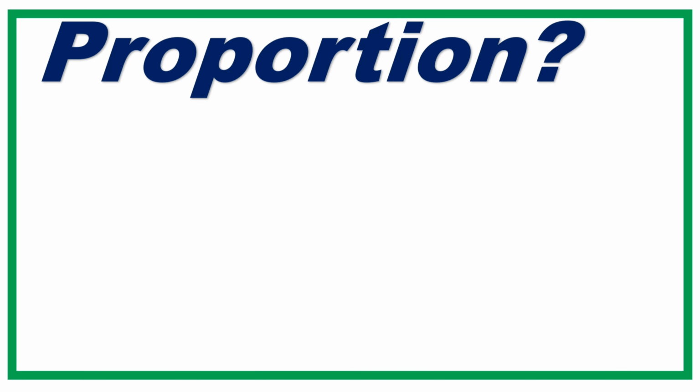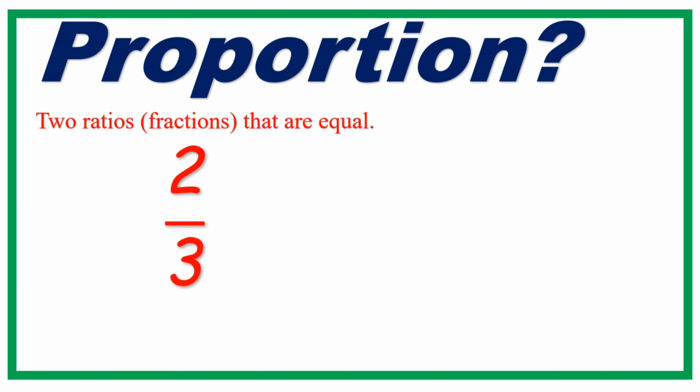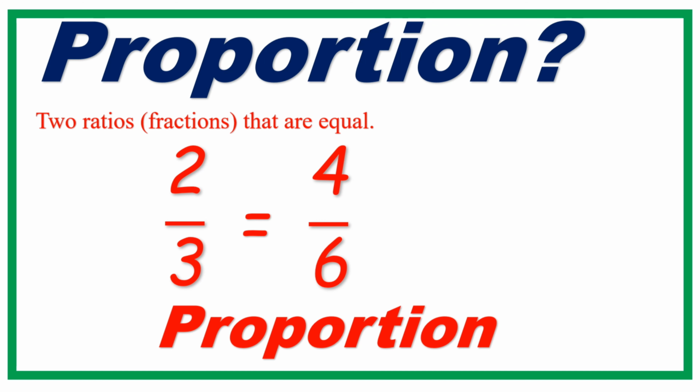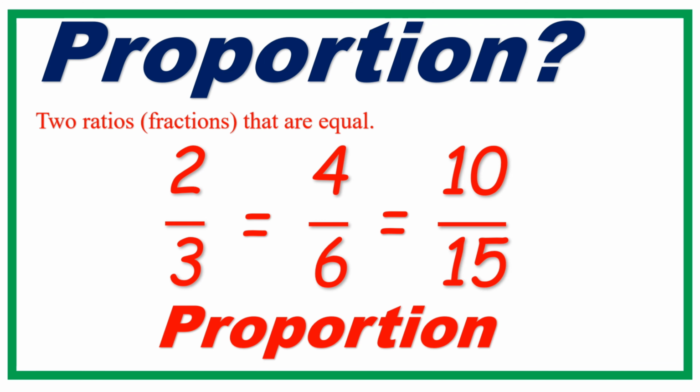What is a proportion? Basically, a proportion is just two ratios that are equal. Like this example, 2/3 is equal to 4/6. So this is an example of proportion. And at the same time, 10/15 is also equal or proportional to 2/3. Just like that.